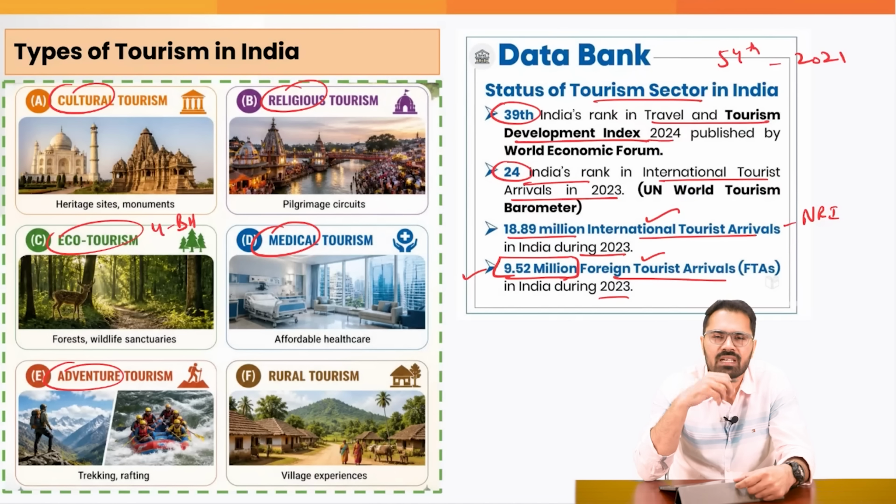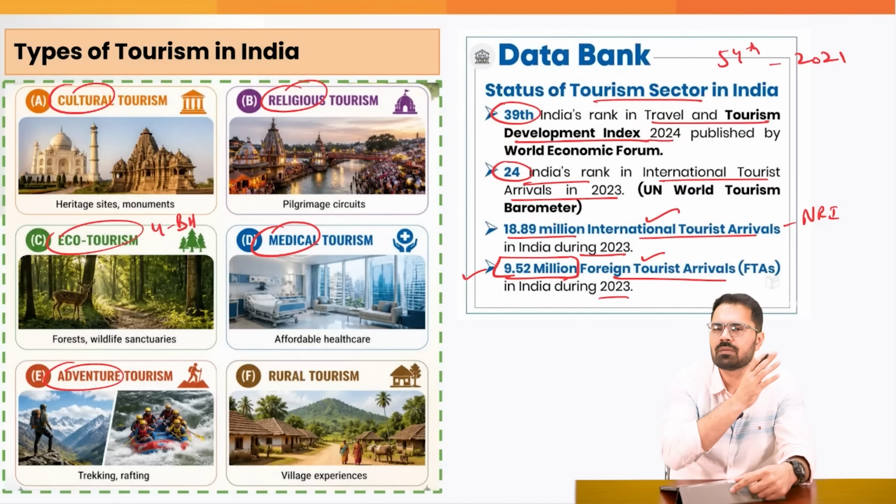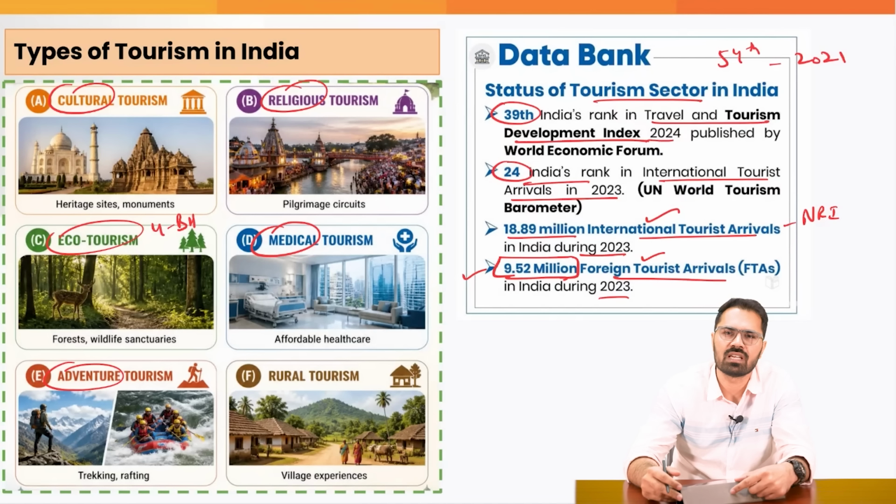A lot of risk factors are involved here, but as more and more infrastructure will be created, if we promote it in the form of rafting, trekking, mountain climbing, rock climbing, all these can be done in the form of adventure tourism. We have a vast amount of Himalayas which can promote this adventure tourism.